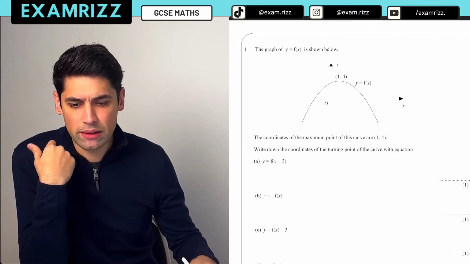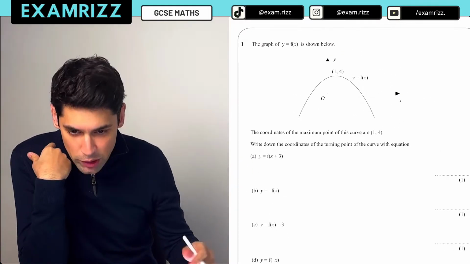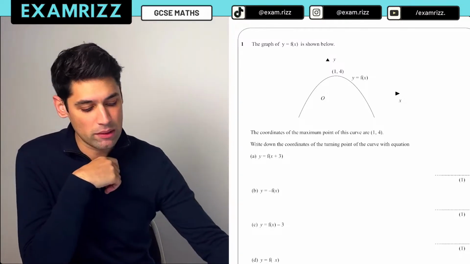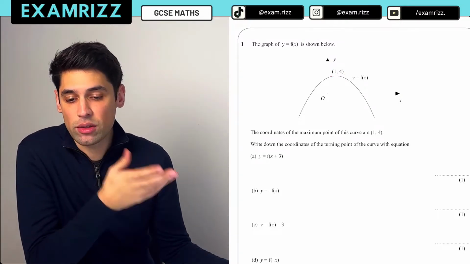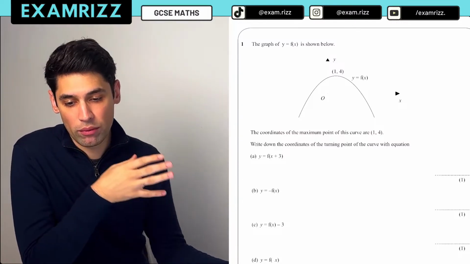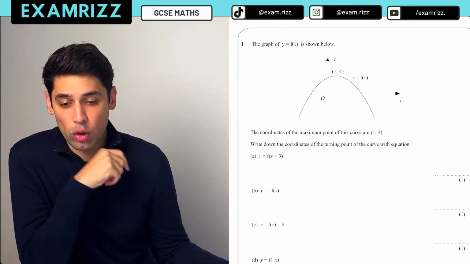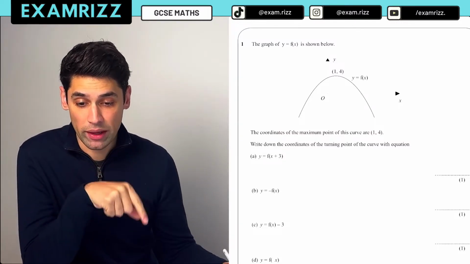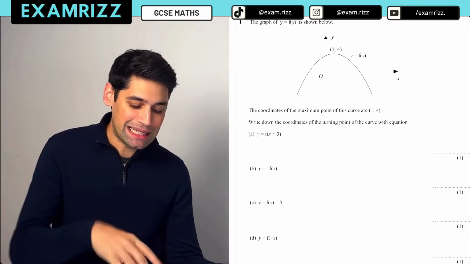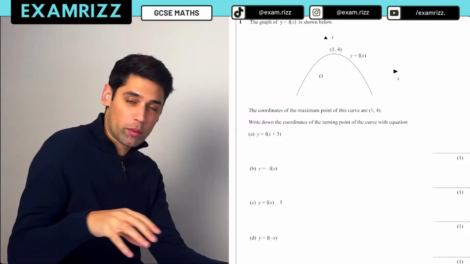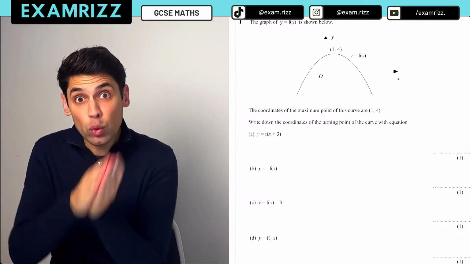Many of you may have seen stuff like this before. So we've got a curve there. We're told the maximum point is 1, 4. And the question says the coordinates of the maximum point of this curve are 1, 4. Write down the coordinates of the turning point of the curve with equation, and then we have 4 different equations here.